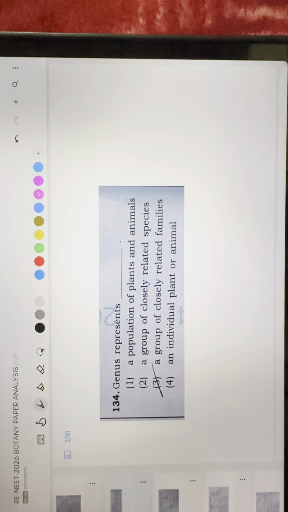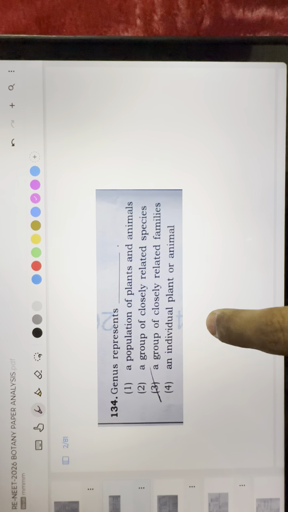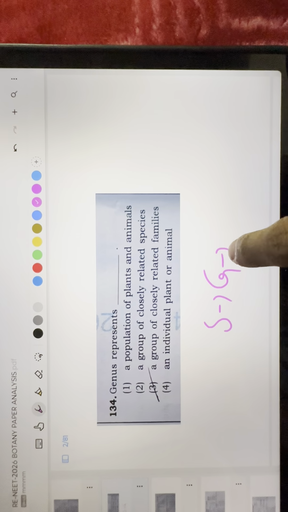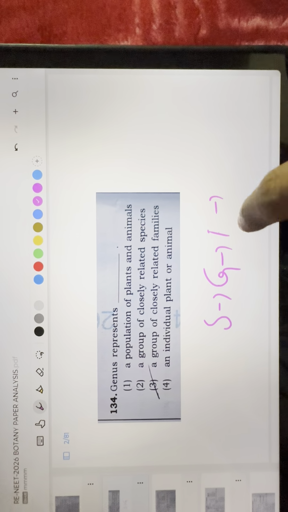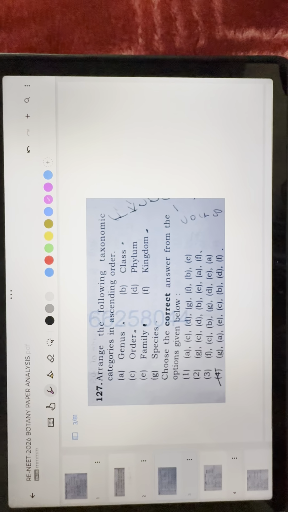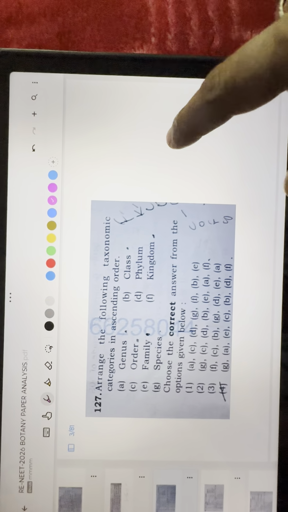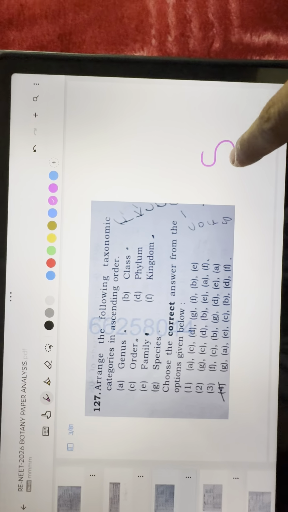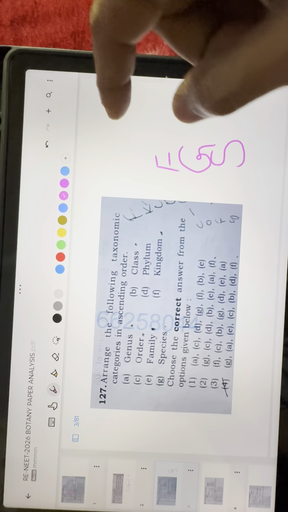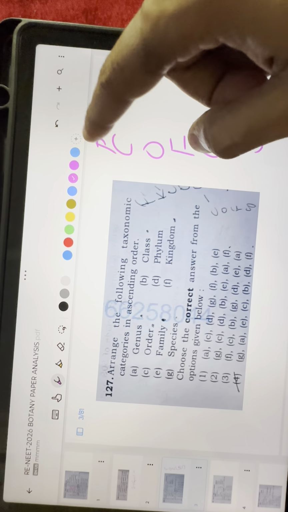The genus represents a group of closely related species which are together making a what? As we go, species group together form the genus, genus together form the family, family again becomes a larger number. So let's see the third question. That third question indicates ascending order. You have to be very careful while understanding: species, then genus, then family, then class, order, family. Then phylum or division, then the kingdom.